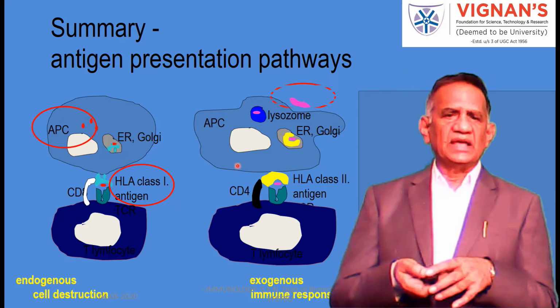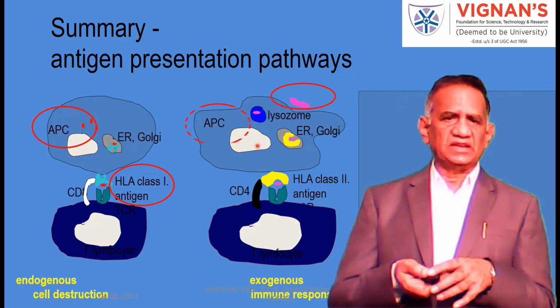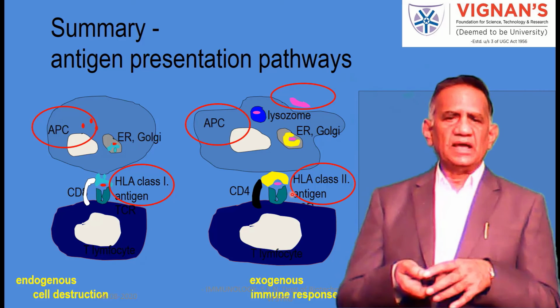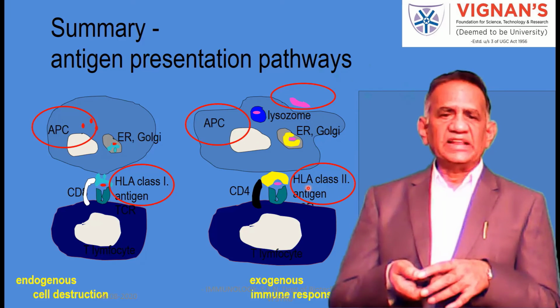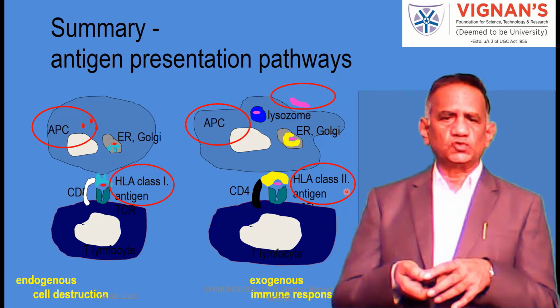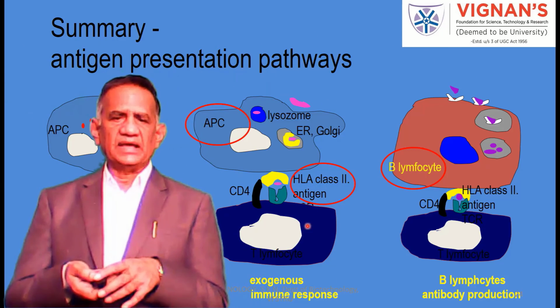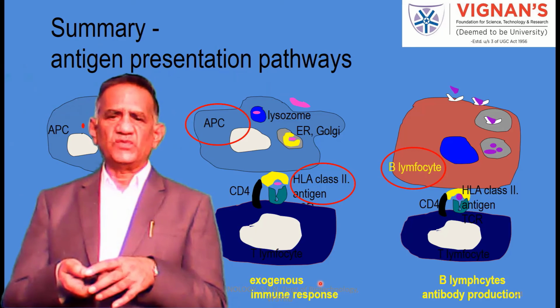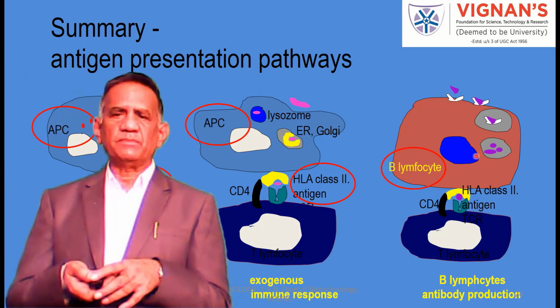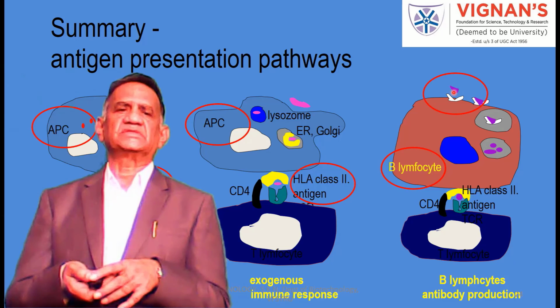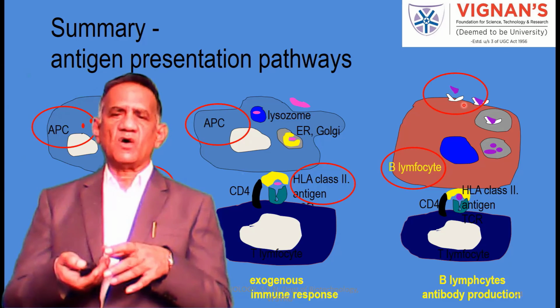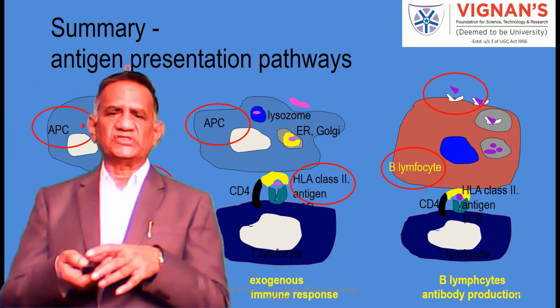Now, in the second case, the antigen presenting cell takes up the bacteria, and the bacteria is taken to the lysosome, where it is processed and presented to the T helper cell through the HLA class II molecule, and then the T helper cell presents to the B lymphocyte. The B lymphocyte ultimately produces immunoglobulins. That is the final outcome of what is called antigen presentation.